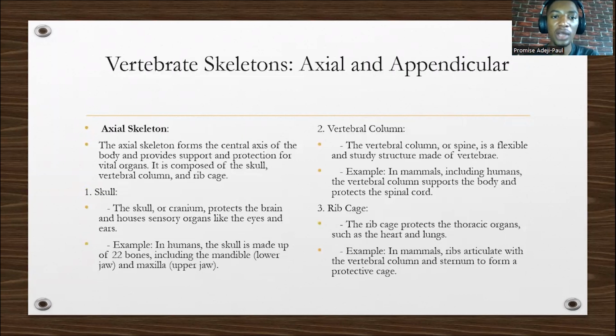So please take note of that. Now we'll talk a little bit more about the vertebrate skeleton. For vertebrates, you know what vertebrates are? These are animals that have a backbone, like ourselves. So we'll talk about the axial and appendicular skeleton.